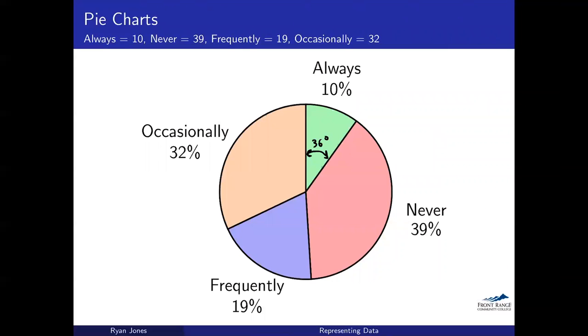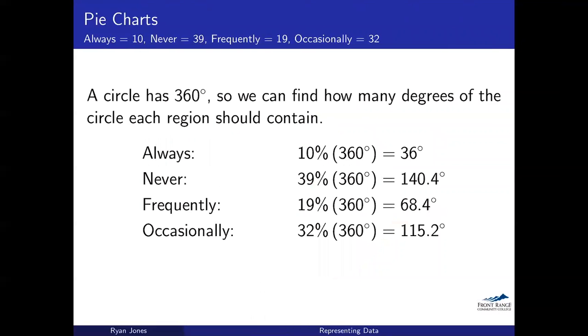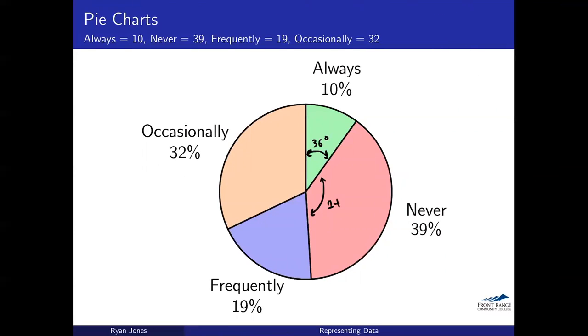And then likewise, the never angle right here, that's 39%. Remember, that corresponds to 140.4 degrees exactly, and then so on and so forth with the occasionally and frequently. But here we've done a great job of taking these percentages and converting them to degrees, and that gives us a nice simple pie chart that we can make. And the reason we want to do this, as we've stated, is so that someone can just look at this pie chart and very simply interpret what's going on here.